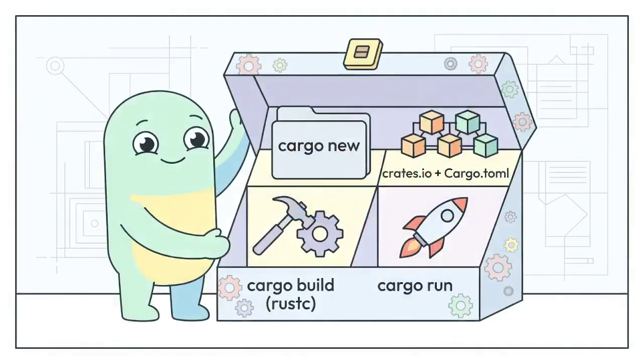Inside that toolbox, Cargo performs 4 jobs. Project scaffolding with cargo new, dependency resolution against crates.io using Cargo.toml, compilation orchestration by invoking rustc for you, and running the built artifact with cargo run.